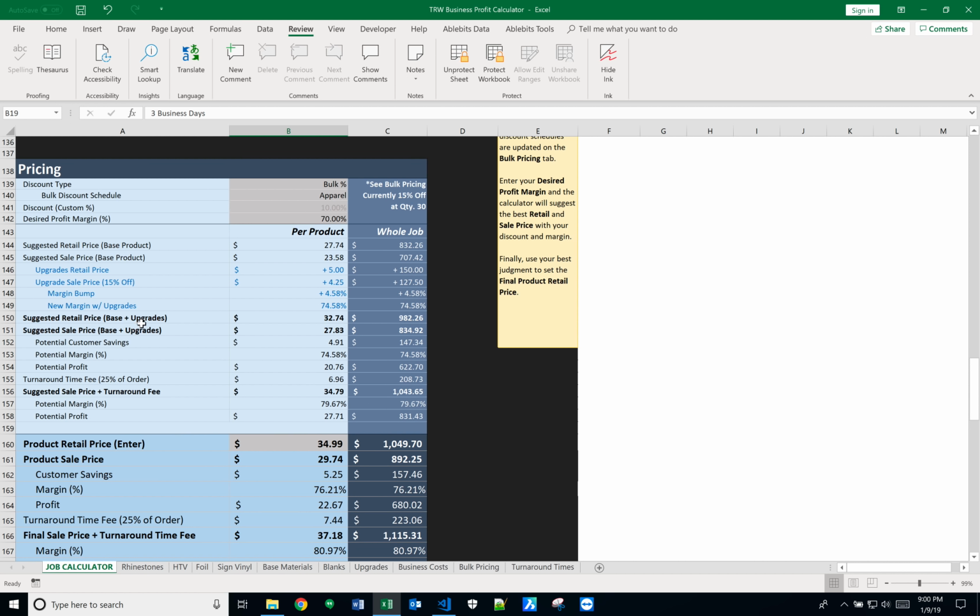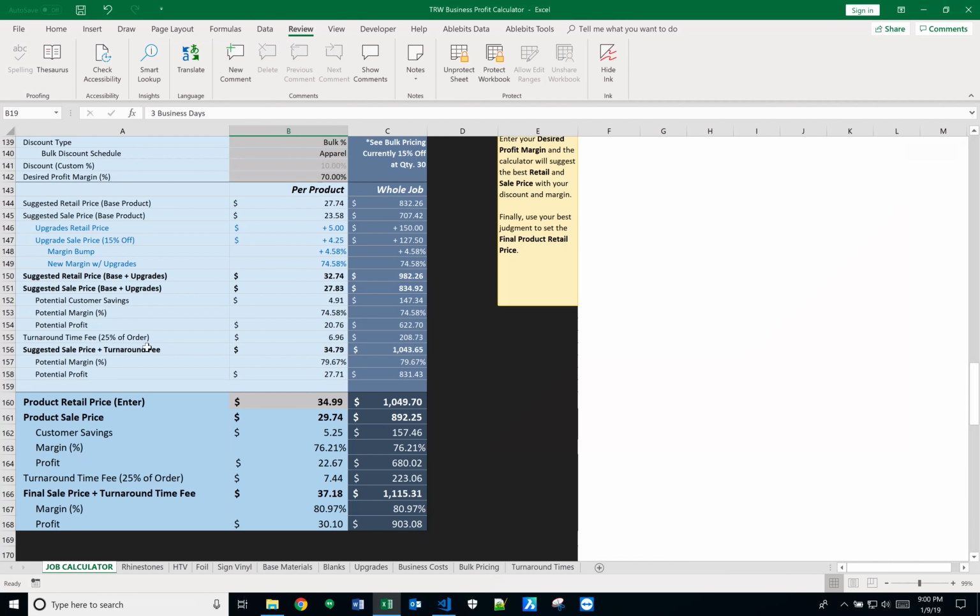So we selected 3 business days, and you can see here, now this section is active, okay? So after we get our retail price and sale price, it's also going to add that turnaround time fee. So once we figured out with the upgrade what our price is, it's saying 25% of that price. Okay, if we add that to our order, remember the sale price is $27.83. It ends up being $34.79. Okay. And then our potential margin ends up being 79.67%, and then our profit $27.71.